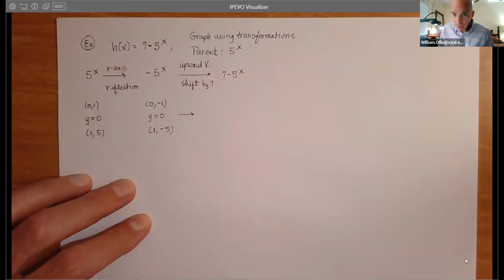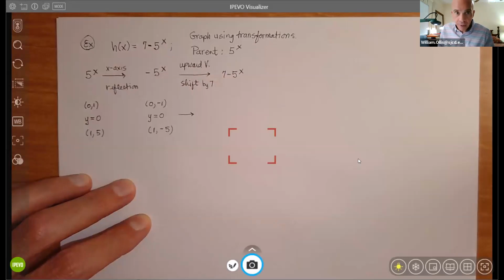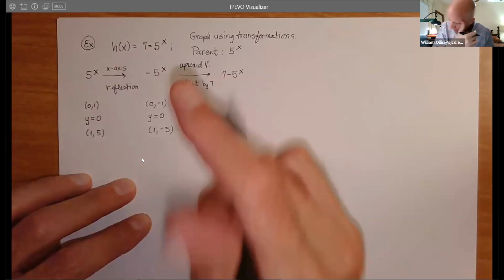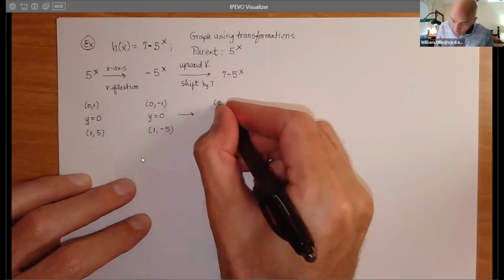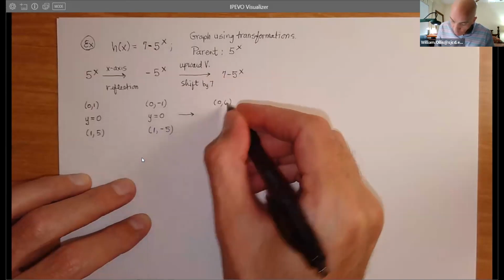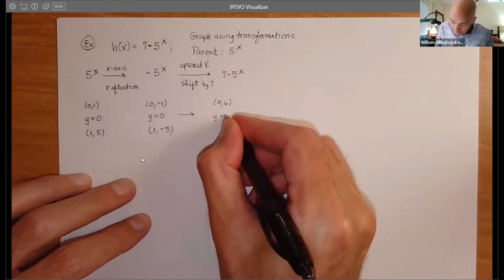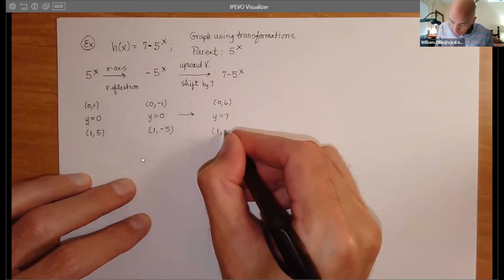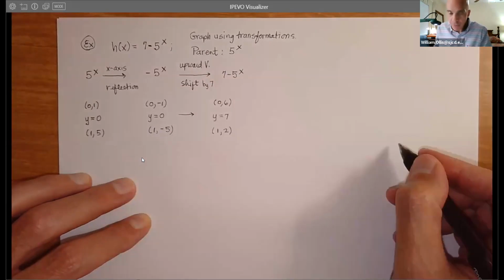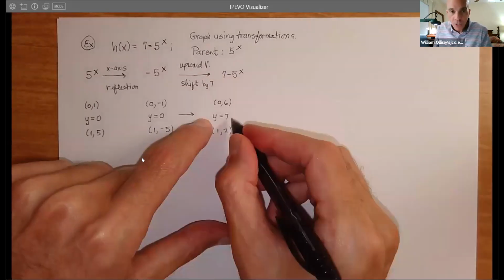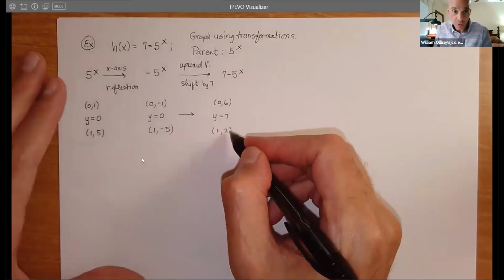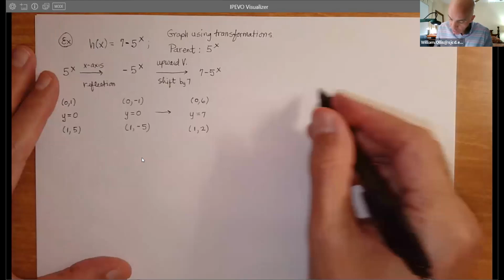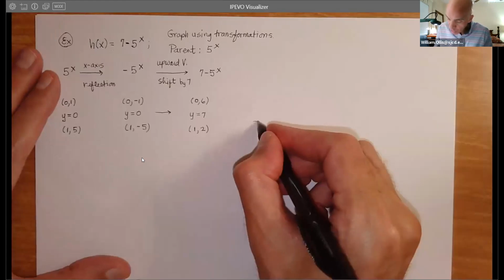Let me check the magnification and the focus. That looks good. Now we're going to add 7 to everything. So that's going to give us 0, 6, y equals 7, and then 1, 2. So now we have a new horizontal asymptote, and we've got 2 new points, and then of course we know what the shape will be. So let's go ahead and graph our reasonable estimation.